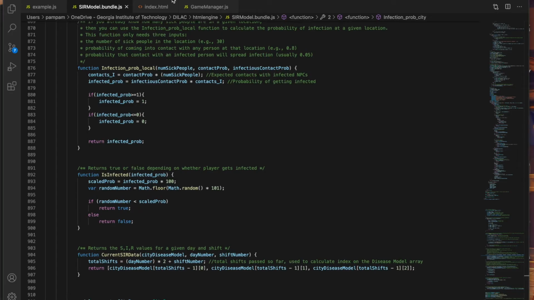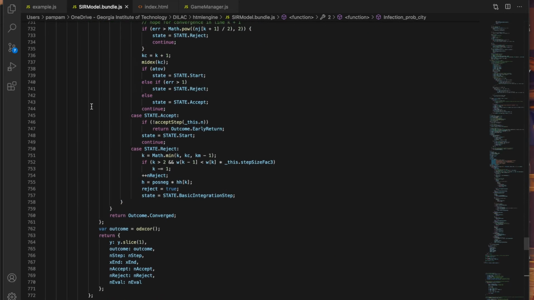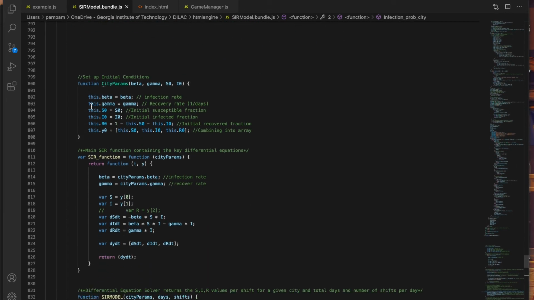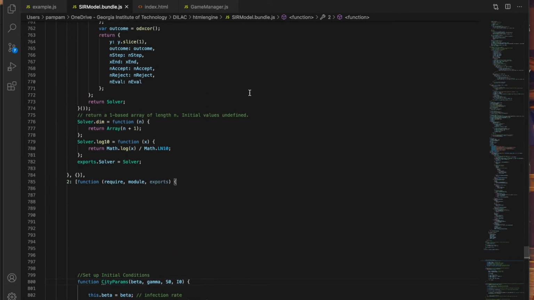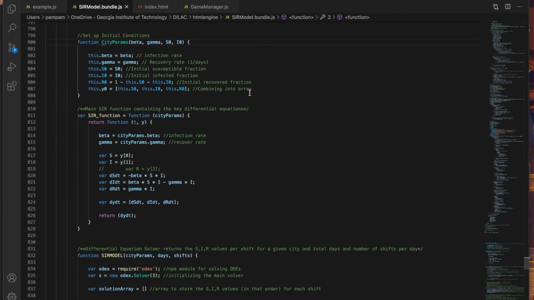For this tutorial, open up the index.html file, the example.js file, and the SIR model bundle file in your favorite code editor and navigate to the SIR model bundle file. Go to line 800 as that's where the code really begins. Everything above that is just code for the dependencies needed to solve the differential equations. Now I'll briefly explain the key functions of this file and then we'll move on to the example file.